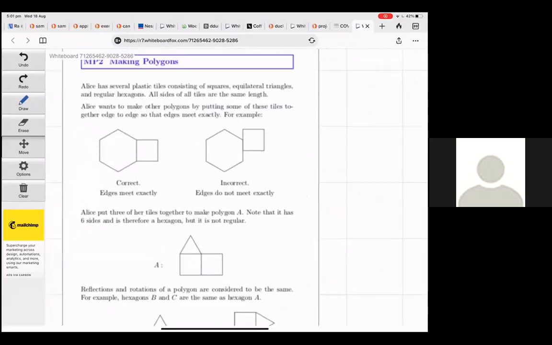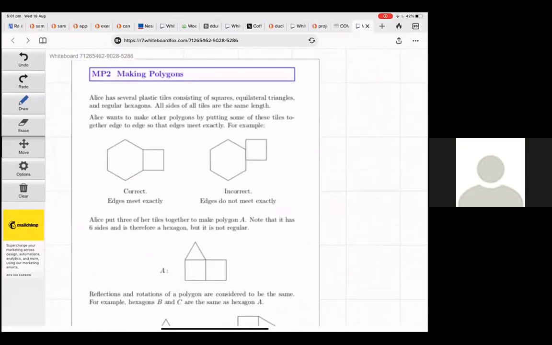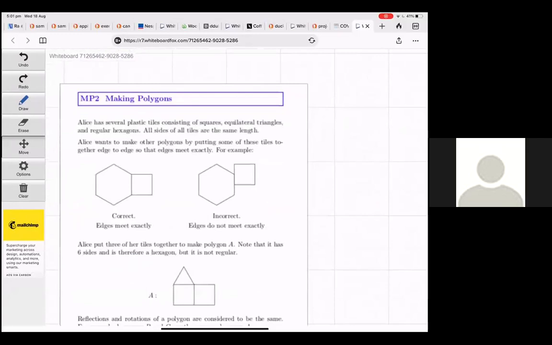Okay. So middle primary 2, making polygons. Alice has several plastic tiles consisting of squares, equilateral triangles, and regular hexagons. Does everyone know what an equilateral triangle is? A triangle that's equilateral has all the sides the same length. So that means this side and this side and this side are all the same length.